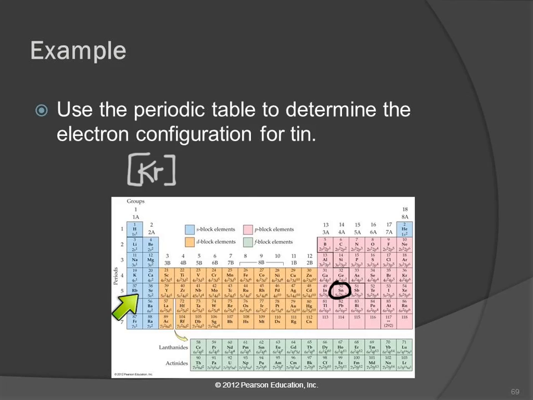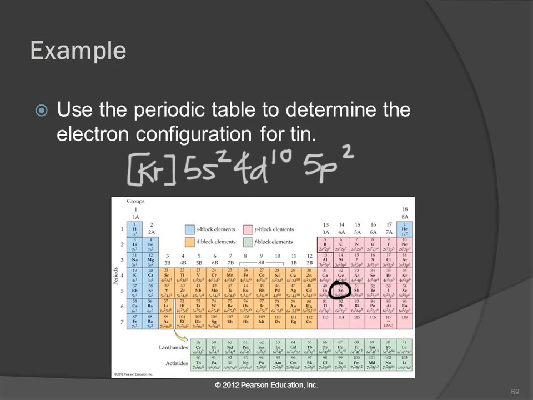Well, here's 5, this is 5S2. And then this part is D, but it's 4, right? It's sunken. 4D, and that's all full up, so that's 10. And then this is back to 5, and there's 2. It's the second one over. So 5P2.